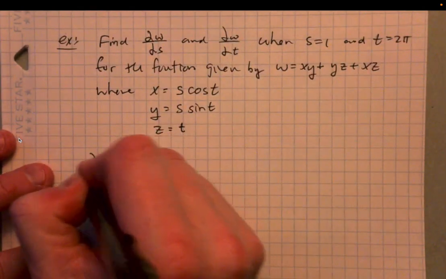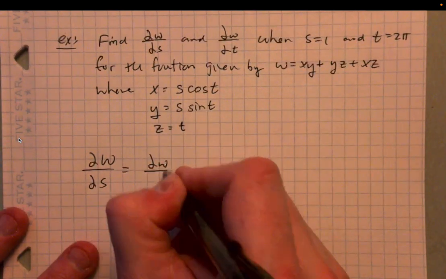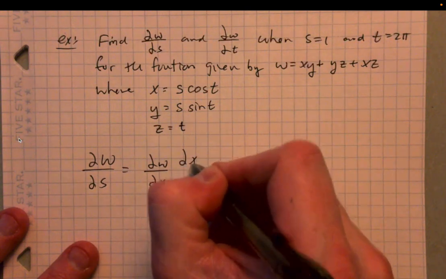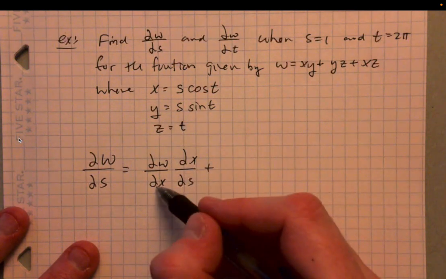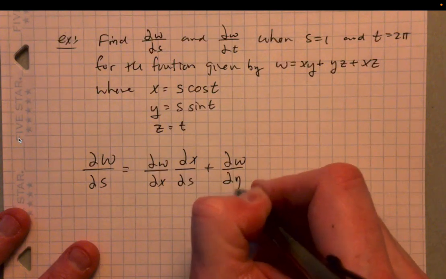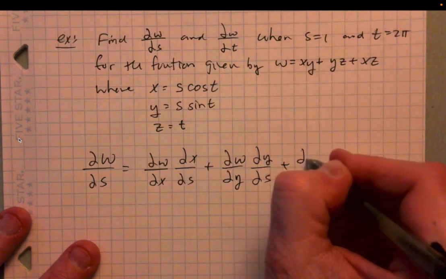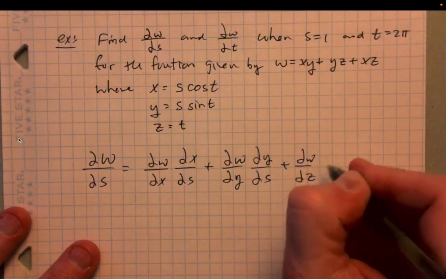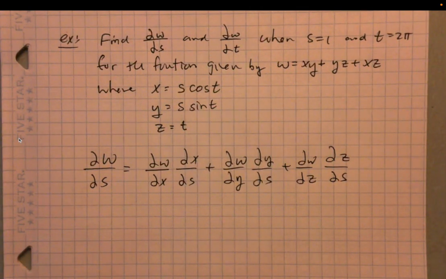So the partial of w with respect to s is going to be the partial of w with respect to x times the partial of x with respect to s, plus, and we have to go through all the variables, not just x. We have to go through x, y, and z. So partial of w with respect to y times the partial of y with respect to s, plus the partial of w with respect to z times the partial of z with respect to s. So this is our formula. Okay, this is the formula we would use.